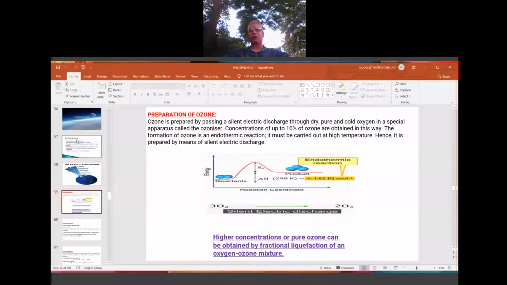For the ozone preparation, we require O2. It is O2 to O3. So 3O2 becomes 2O3. 2 3s are 6, 3 2s are 6. So this conversion we will do in the laboratory.